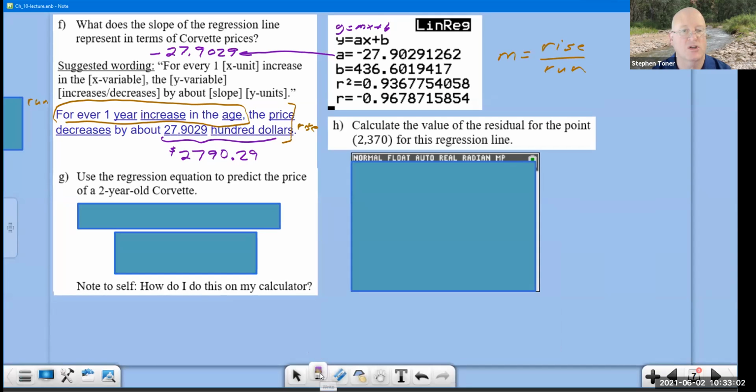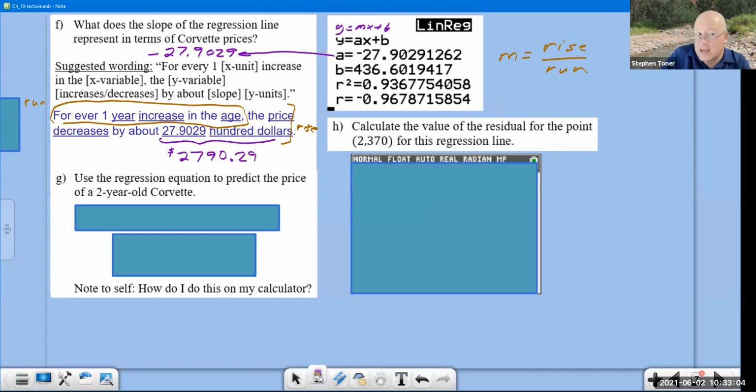Now, this language sometimes gets a little bit wonky, for lack of a better word, but it's pretty good boilerplate language that will work most of the time. Sometimes you can reword it to make a little bit more sense to you. But come your next test, you are going to be writing out for me that description in words, and it will not be a multiple choice offering.